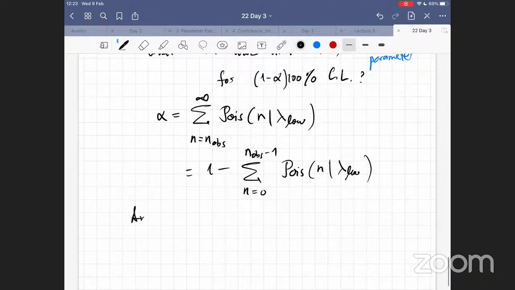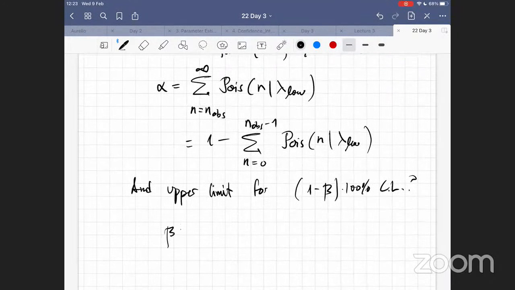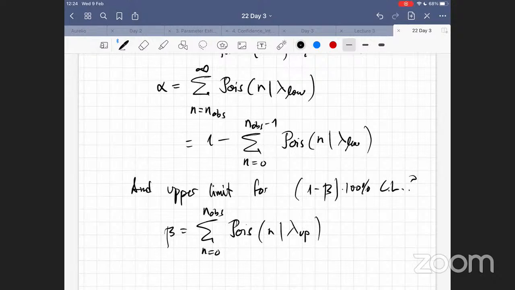And if I ask about an upper limit for a confidence level given by this, then I use beta, from n equals 0 to n ops of the Poisson, given lambda up, let's say. So I solve for lambda up after fixing my beta.